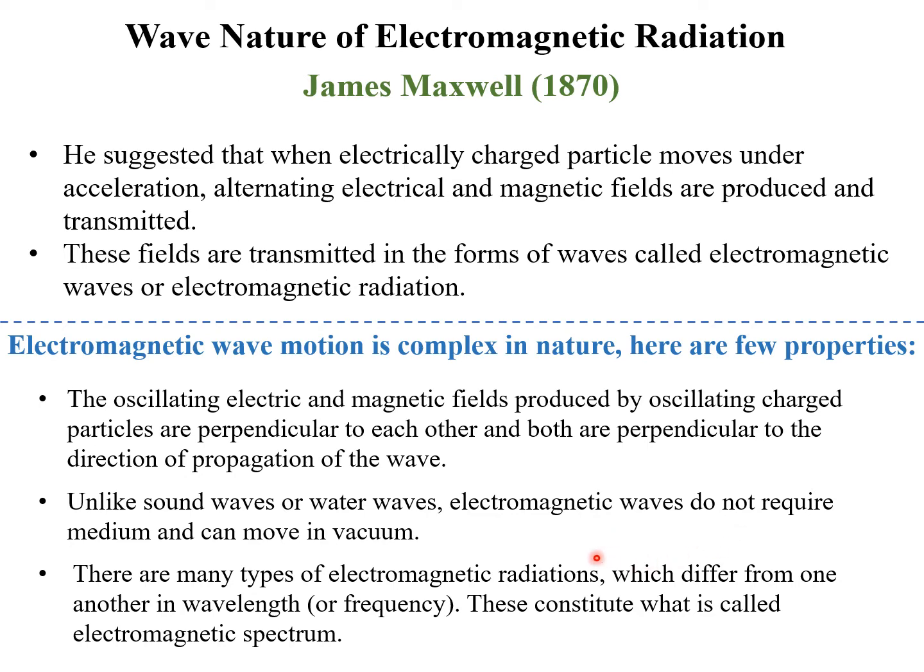So there is a picture in the next slide that we will see. And also, unlike sound waves or water waves, these electromagnetic waves do not require any medium and can move in a vacuum. So electromagnetic radiation does not need any medium to travel. It can travel in vacuum as well. So this is one of the properties of electromagnetic wave motion. And also there are various types of electromagnetic radiation. They differ from each other in wavelengths and frequencies. And these constitute what is called the electromagnetic spectrum.